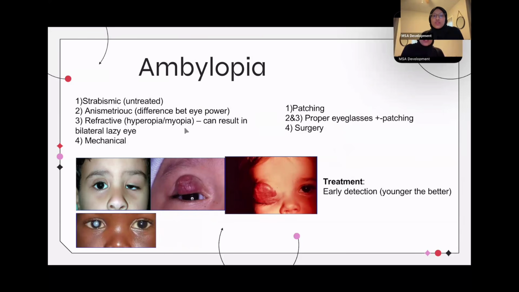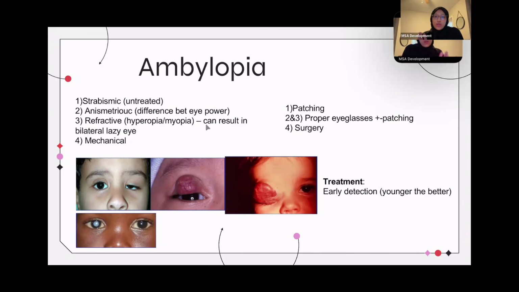Then you have refractive causes, which is why you have to put glasses on someone with untreated refractive error. Strabismus is just the deviation, while refractive error is the one where you need glasses. It can result in bilateral lazy eye, which you do not want at all. The fourth one is mechanical, meaning something obstructing the eye, like a tumor, hemangioma, or drooping of the eyelids. All of these can cause the eye to not develop in the future, which is very bad.